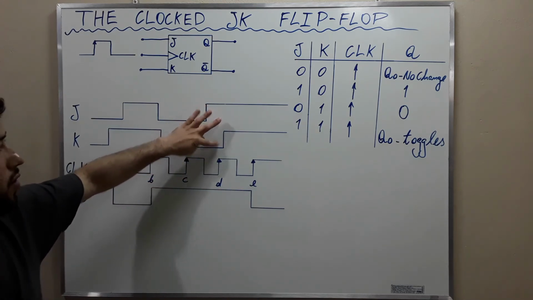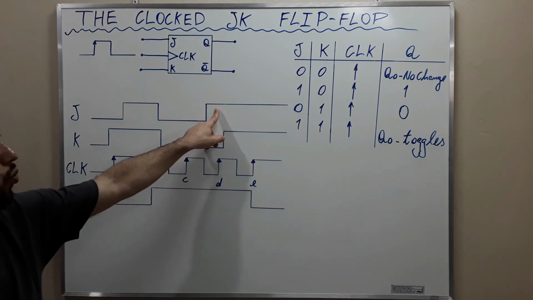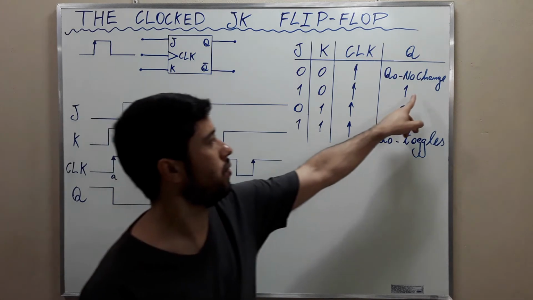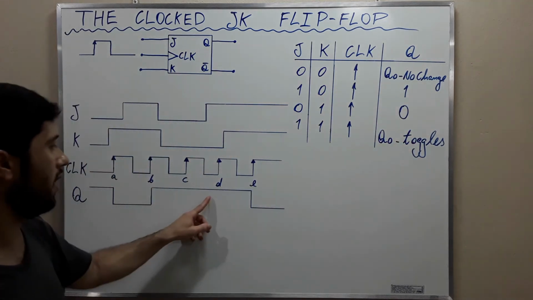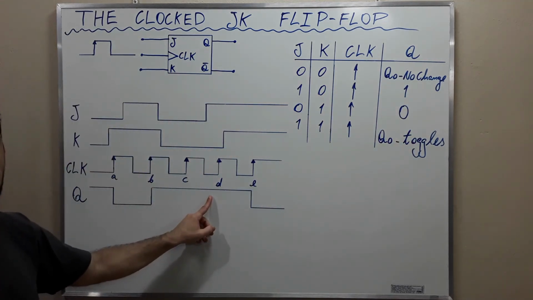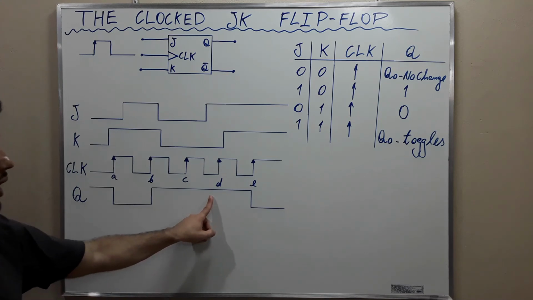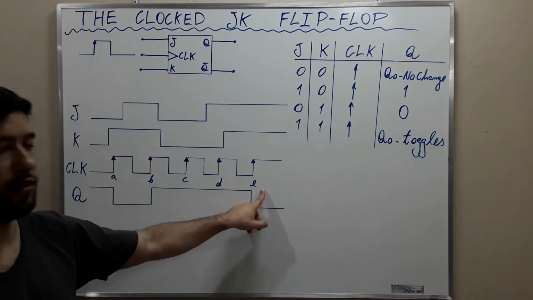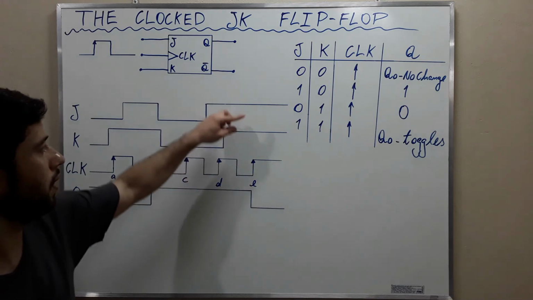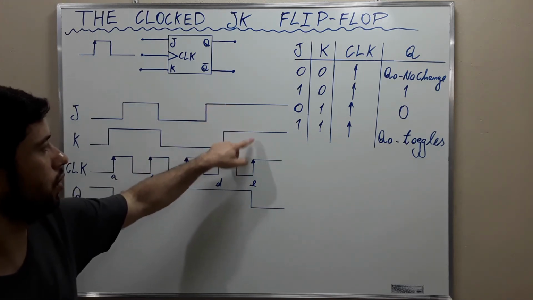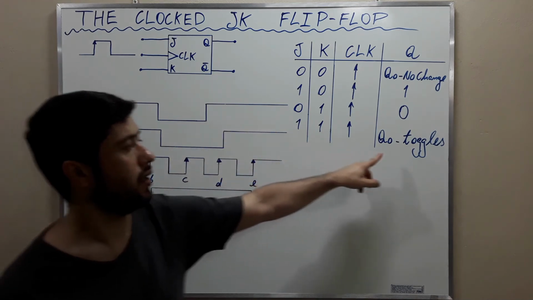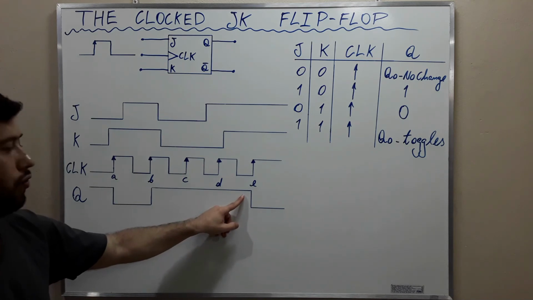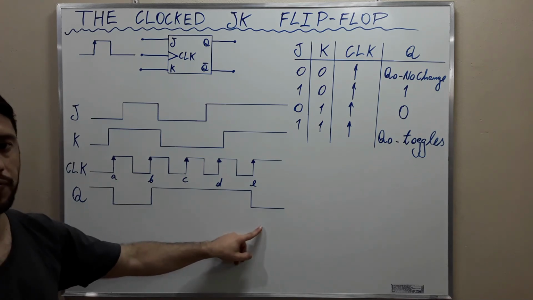K is 0 and J is 1. J 1, K 0, the output is 1. As it was already 1, it stays 1. And the subsequent positive going edge of the clock is E. At E, both are 1. When both are 1, the output toggles. The output will toggle from 1 to 0.